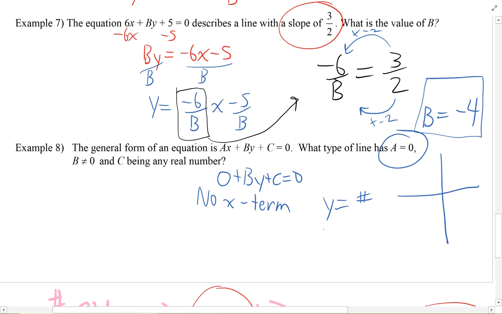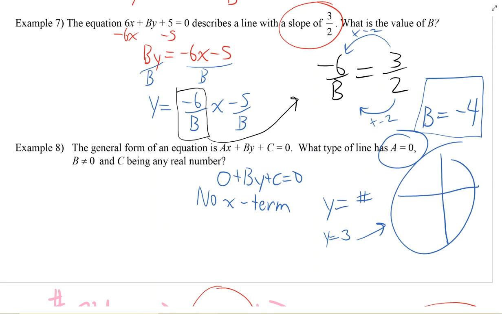3. So if you have y equals 3, graph that real quickly on your grid. You're going to apply your knowledge. You're going to make an educated guess. Y equals 3, that means you cross at y equals 3. So here's y equals 3, and you cross it there.